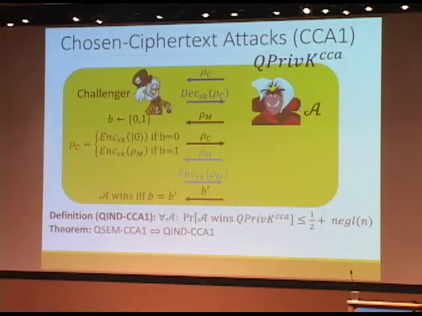Again, we can show equivalence to quantum semantic security, and they strictly imply each other. So this is a strictly stronger notion than the CPA, and it's also strictly stronger than the regular one. If you give the adversary more power, it makes it more difficult to find an encryption scheme that is secure according to this notion.